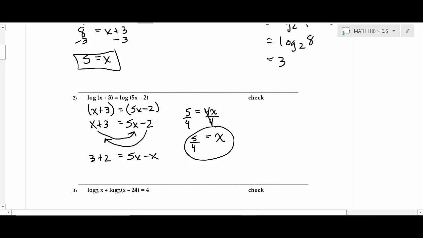That's what you want to do on that, just remove the logs. I'm not going to check all of these. I'm going to bypass the checking on this one. You could plug the 5/4 in, and basically both sides would turn out to be exactly the same.